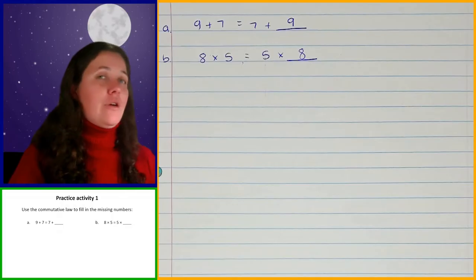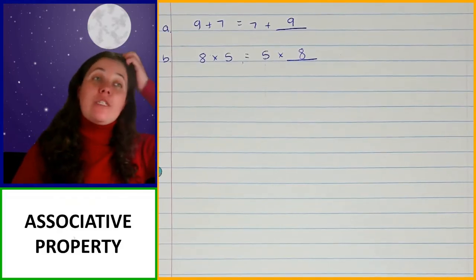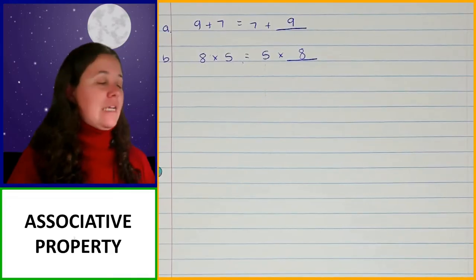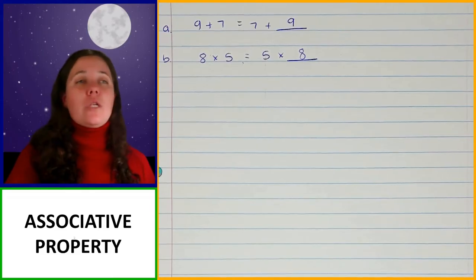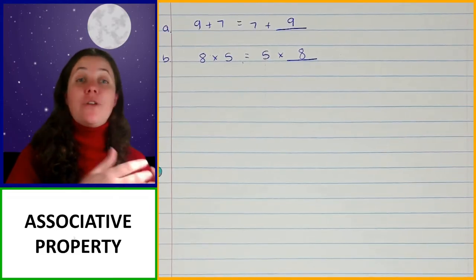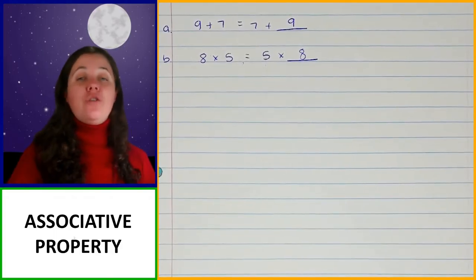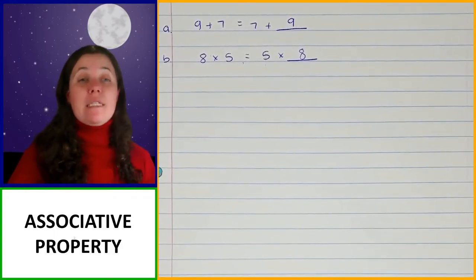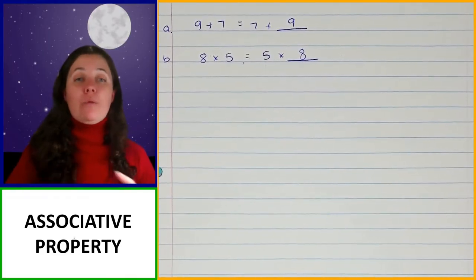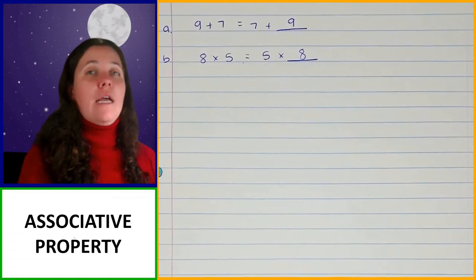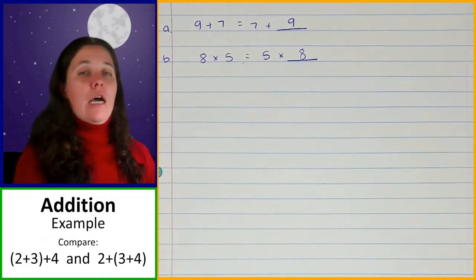Okay, so now we're going to look at the next property, which is the associative property. In the associative property, we can group things in different ways, again with addition and multiplication, and when we do, the result will be the same no matter what. So it doesn't matter how we group our things, we will still get the same result. So let's have a look at an example. Again, we're going to compare a couple of questions.